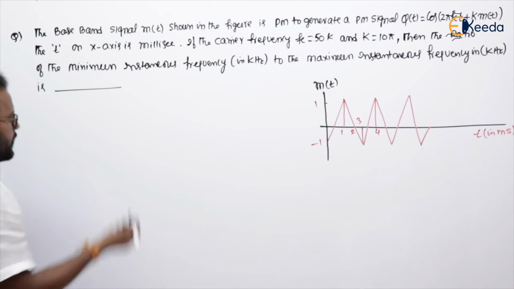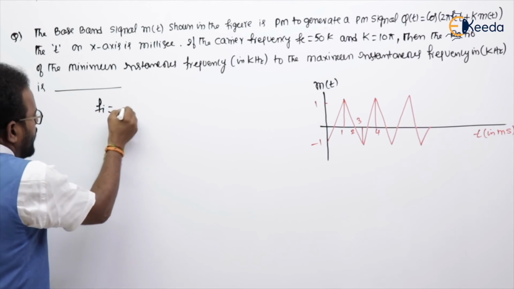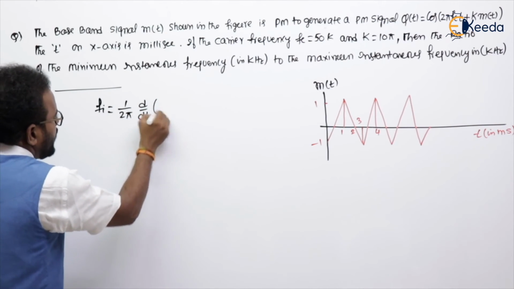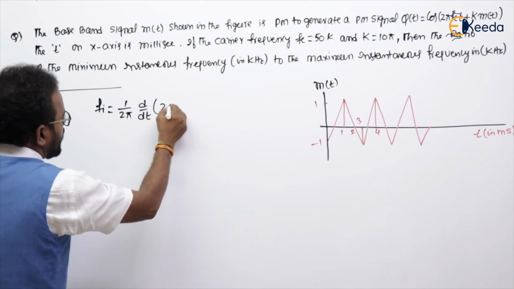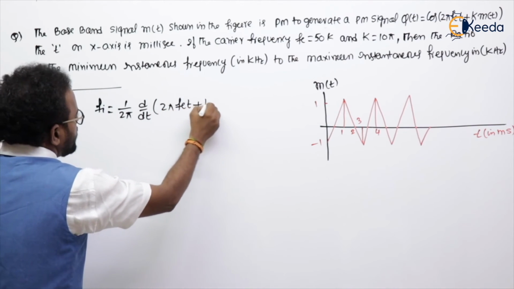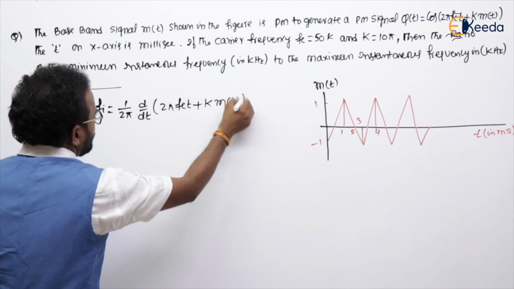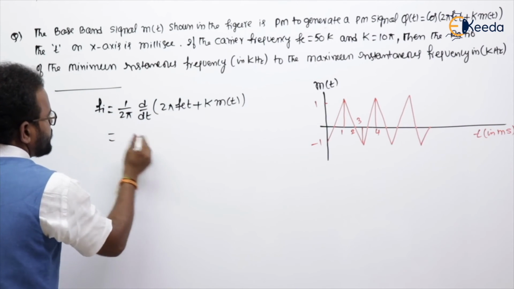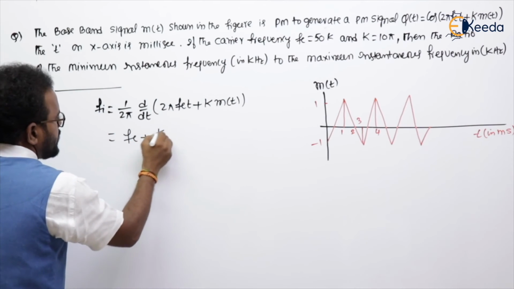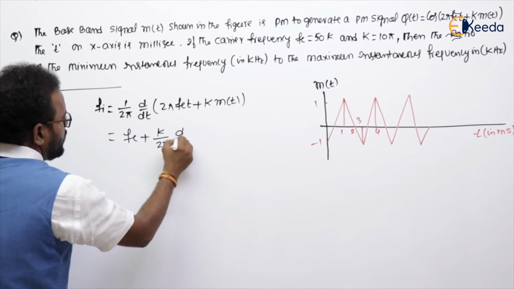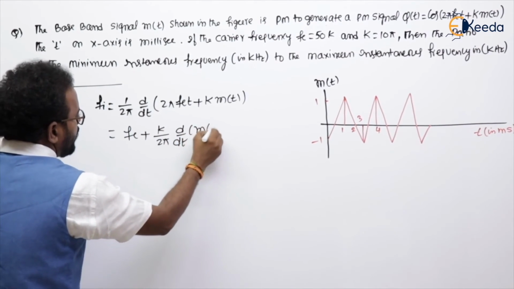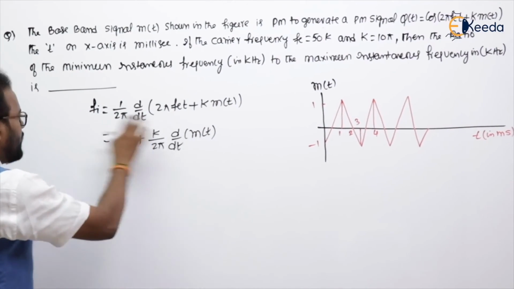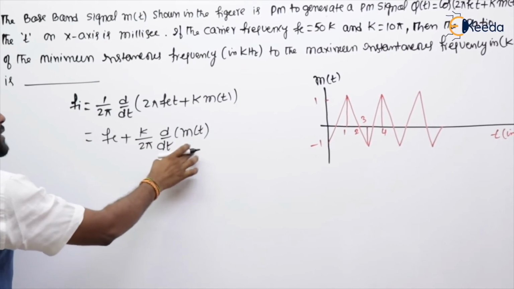First of all, calculate Fi. For any angle modulated signal, what is Fi? It is 1 by 2 pi d by dt of the total angle. What is the total angle? 2 pi fct plus k into m of t. This is nothing but fc plus k by 2 pi into d by dt of m of t. Fi is minimum whenever this value is minimum, and Fi is maximum whenever this is maximum.